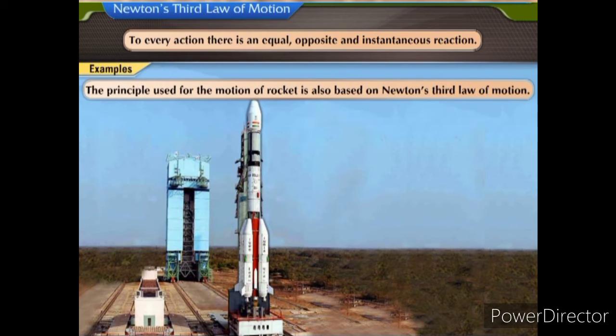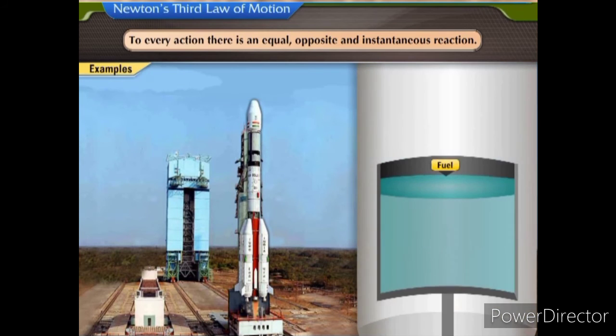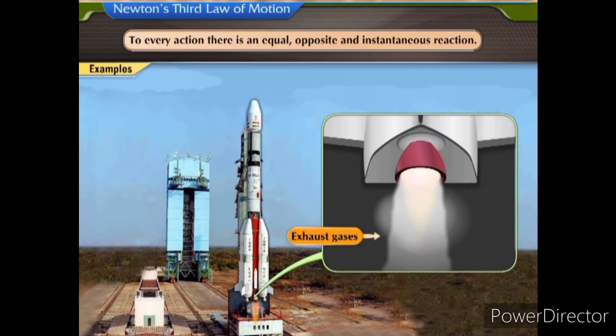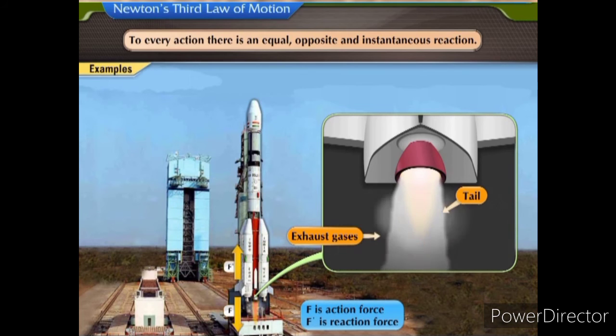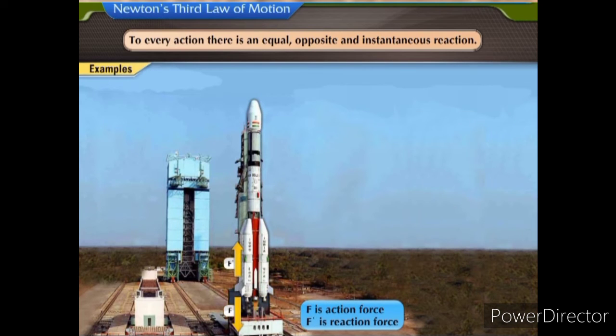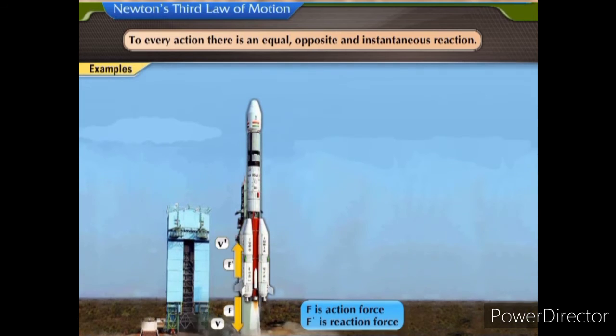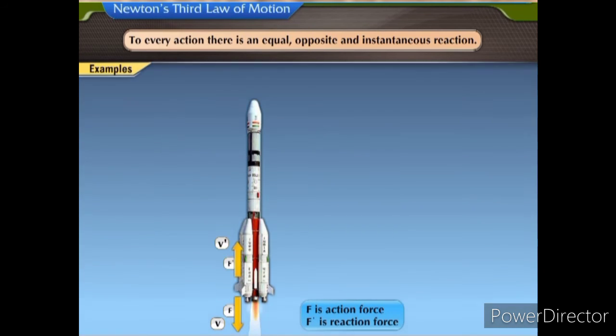The principle used for the motion of the rocket is also based on Newton's third law of motion. When the fuel in the rocket is ignited, it burns as a result of a chemical reaction. The exhaust gases escape with force through a small opening at the tail end of the rocket. These gases exert an equal and opposite reaction force on the rocket. This is the reaction force which makes the rocket move in the forward direction.